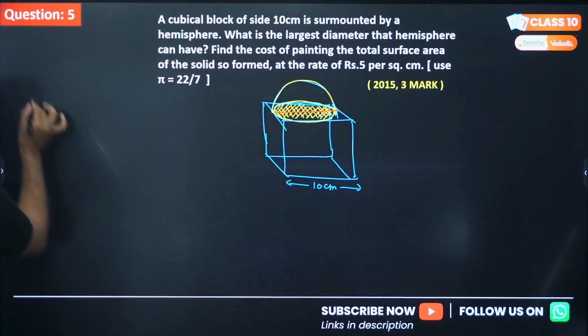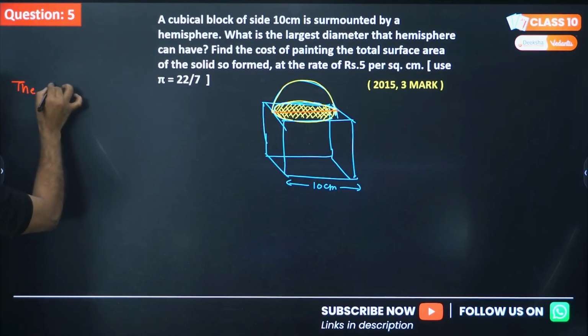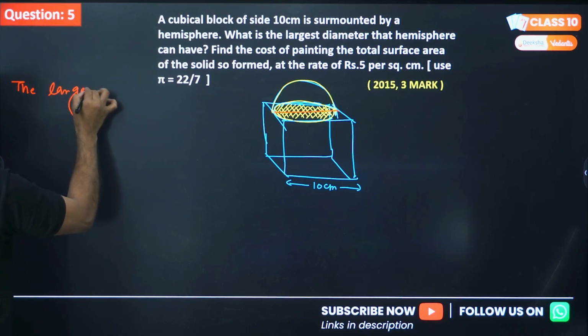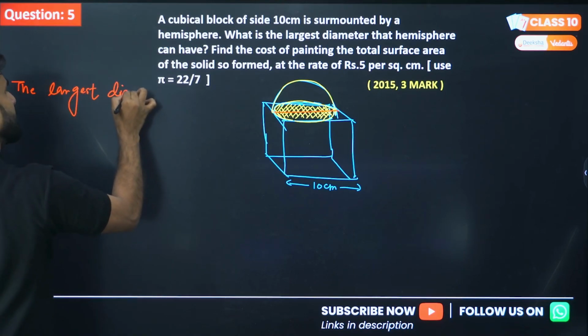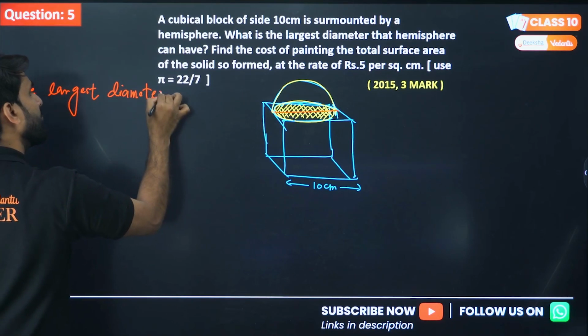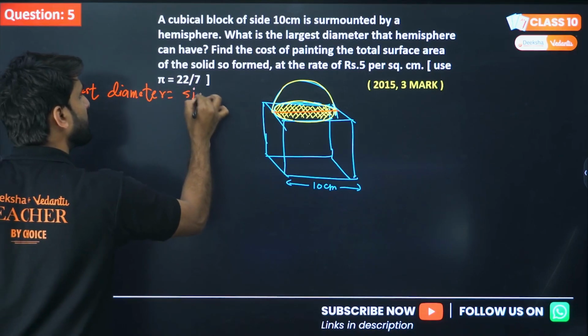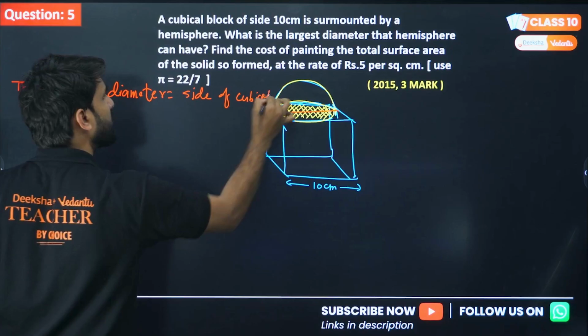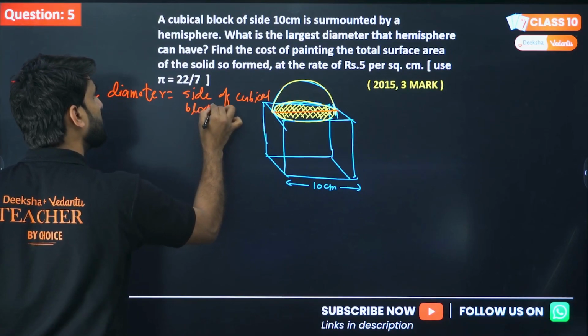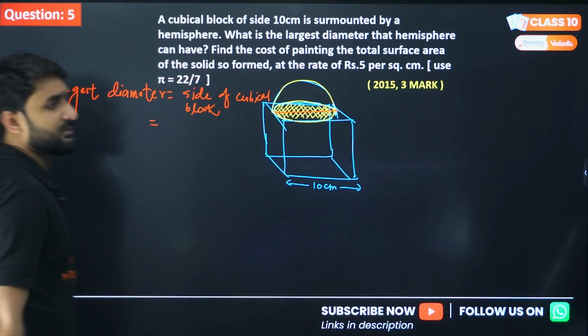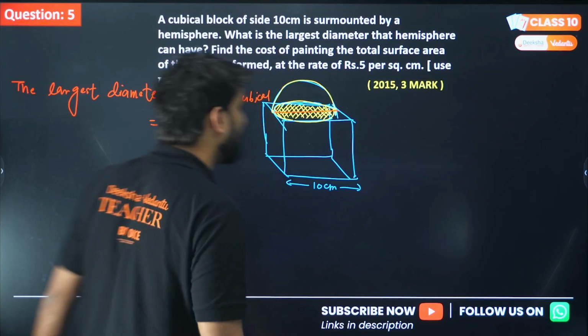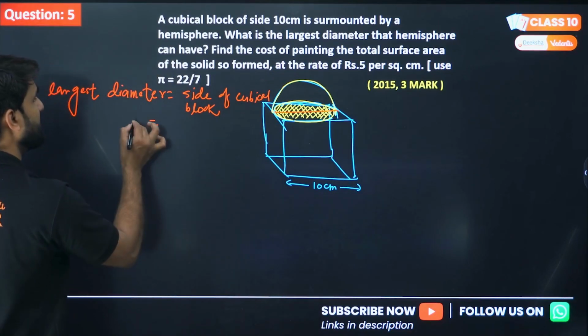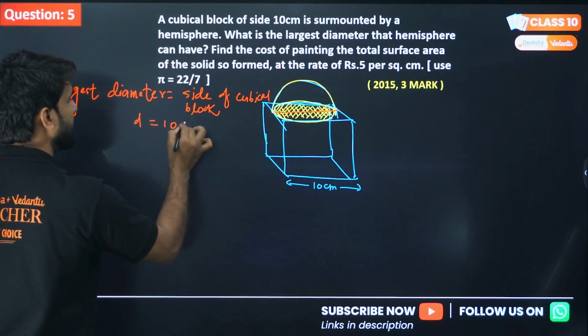So I am doing here, the largest diameter will be what? Side of cubical block. Simple. Yes, the diameter will be the side of cubical block, and the side of cubical block is 10 centimeter. So the diameter is 10 centimeter.